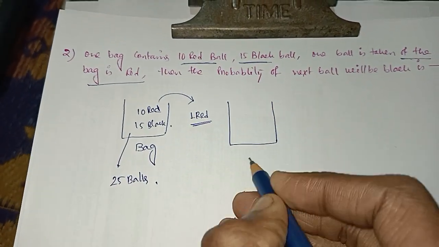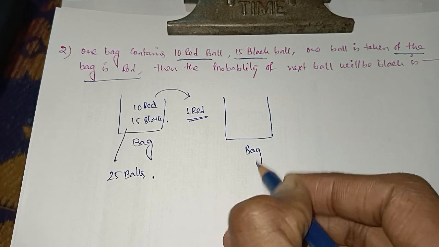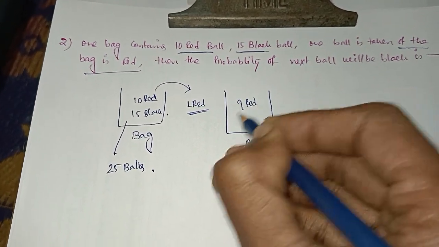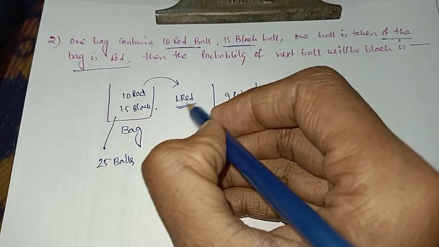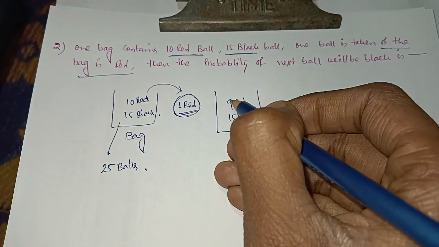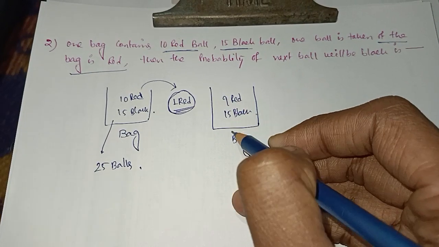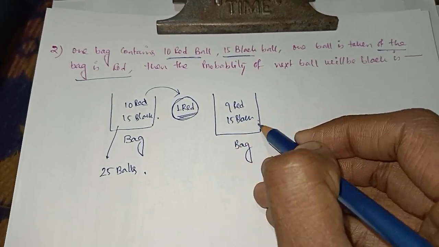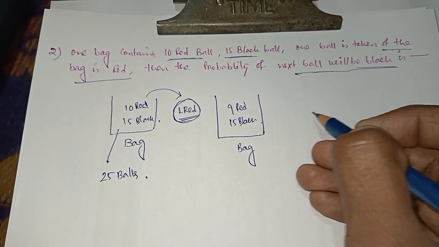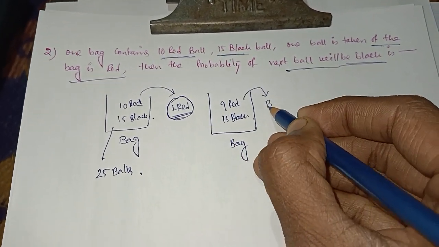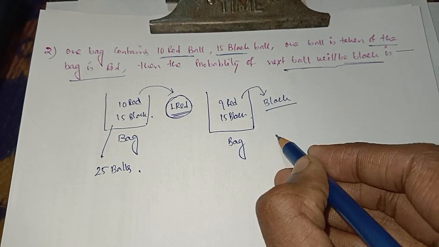The new bag contains 9 red balls and 15 black balls, because we have taken out one red ball, so the number of red balls is reduced. So we have 9 red balls and 15 black balls. Now we have to find the probability that the next ball drawn from this bag will be black.